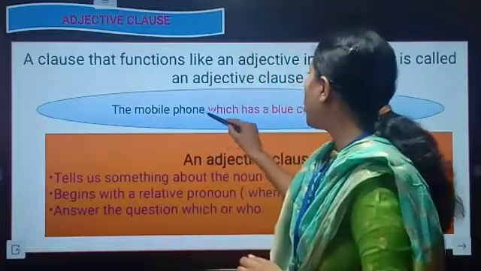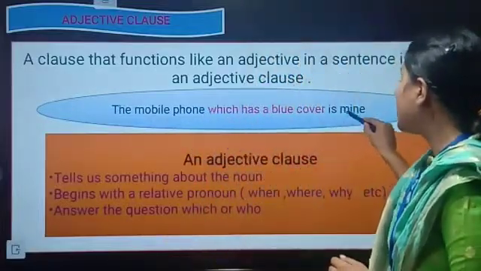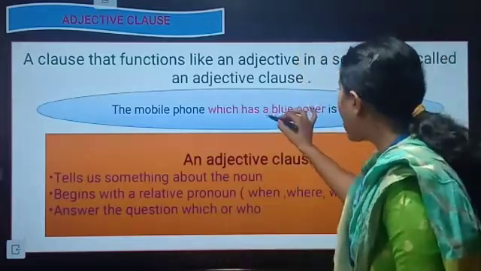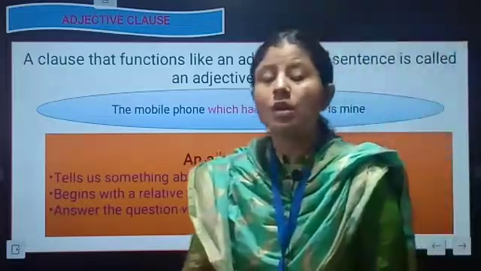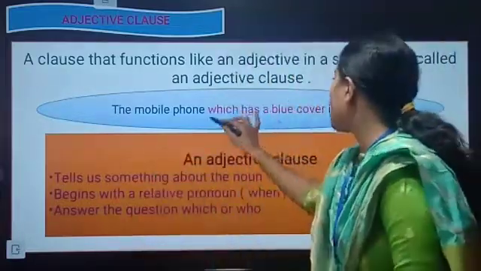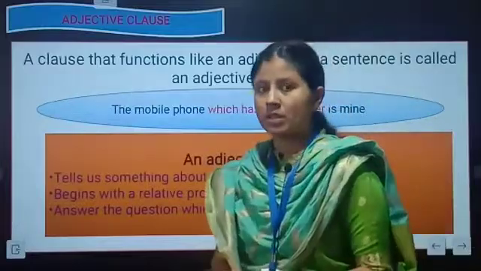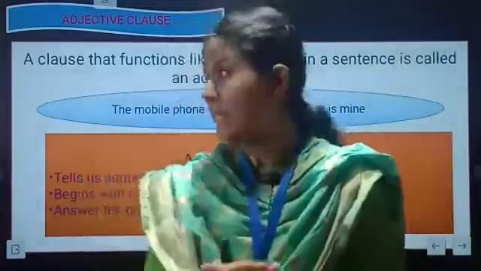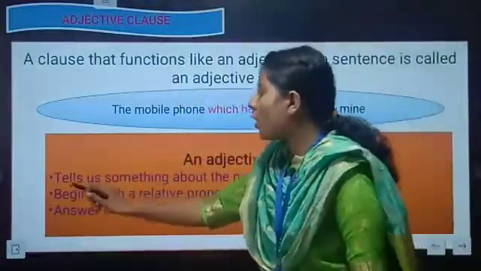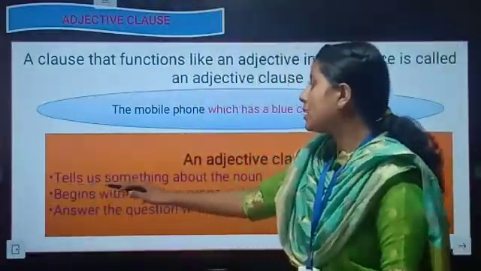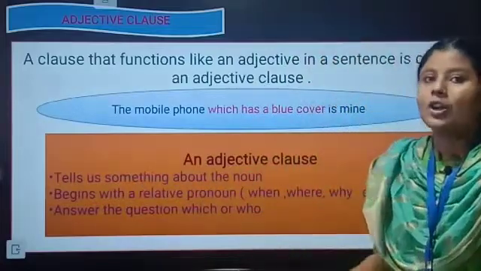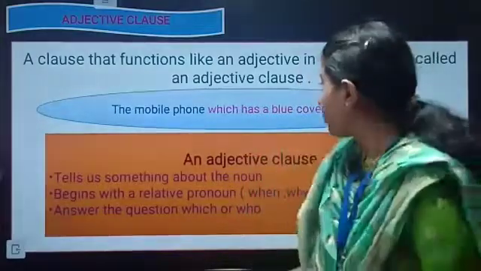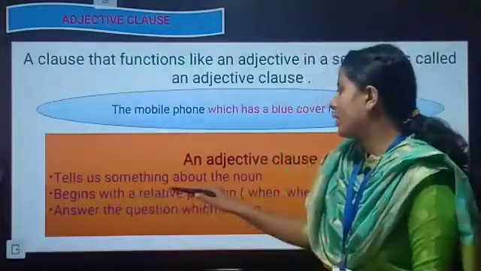Okay, the mobile phone which has a blue cover is mine. So here we are telling the quality, or we are describing the cover of the mobile phone, and that's why this is called an adjective clause. Now I am telling you how to identify an adjective clause easily. First of all, an adjective clause tells us something about the noun, or you can say adjective clauses describe the noun. Okay, and it begins with the relative pronoun.